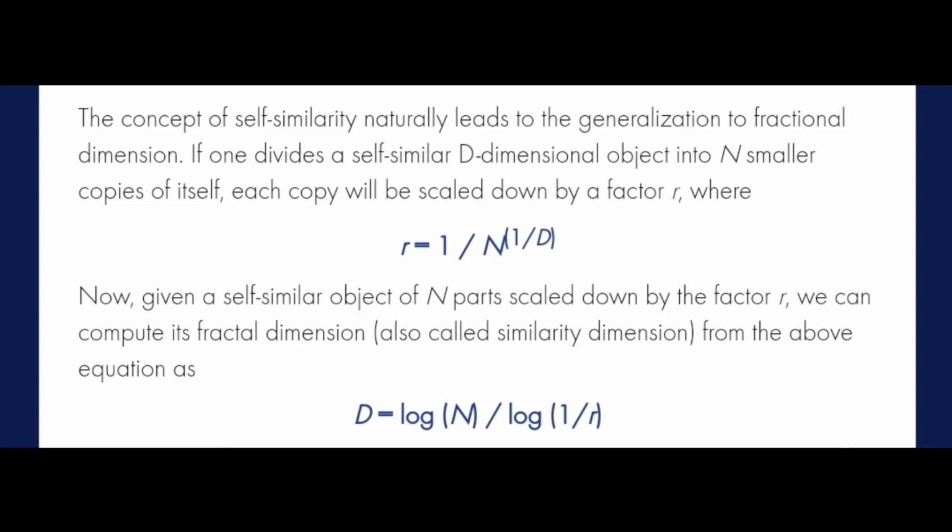If one divides a self-similar D-dimensional object into n smaller copies of itself, each copy will be scaled down by a factor r, where r is equal to 1 over n to the 1 over d. Now, given a self-similar object of n parts scaled down by the factor r, we can compute its fractal dimension, which is also called similarity dimension, from the above equation, as d is equal to log n over log 1 over r.